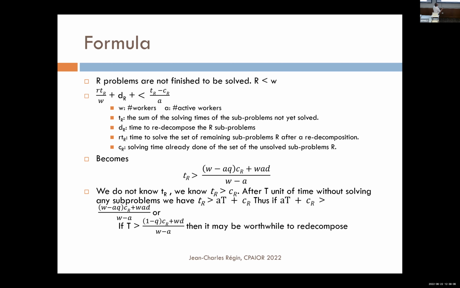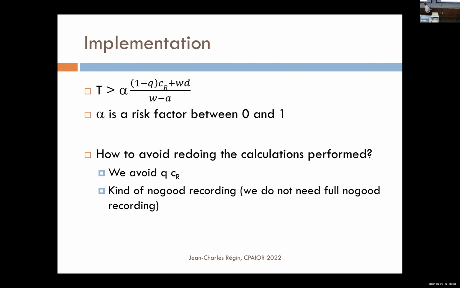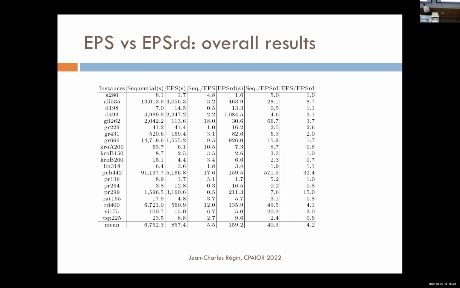Then it may be worthwhile to already compute. So this is a bet. In order to represent the bet, I'm going to put an alpha. Because the problem is that if I redecompose where I shouldn't have redecomposed, I lost some time. So alpha is the risk factor. So we can compute the thing here, and we have a formula. So now if we apply this, what do we discover?